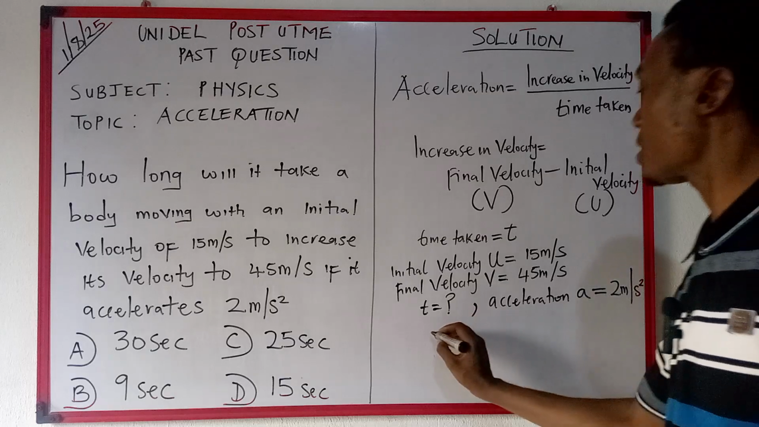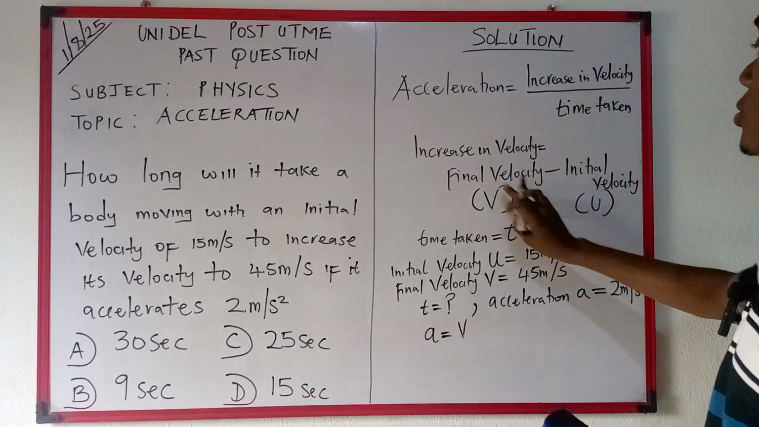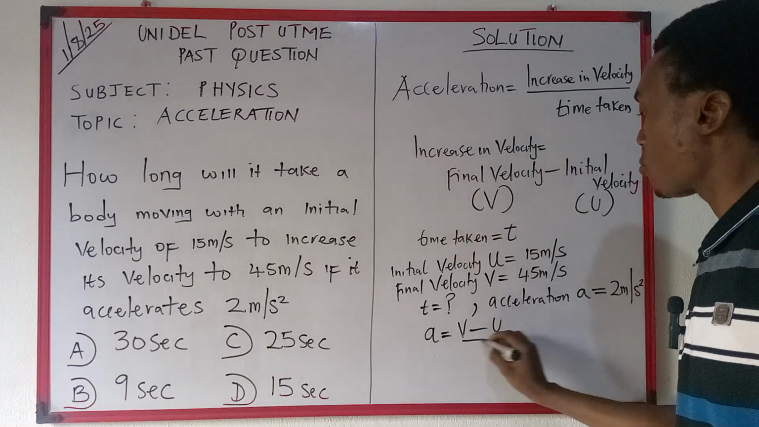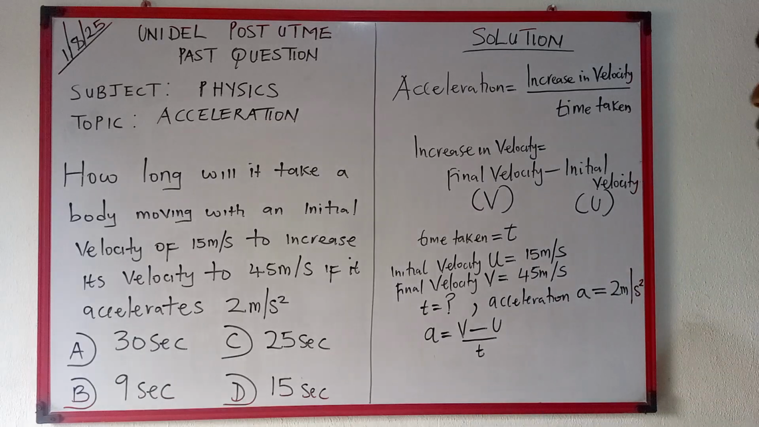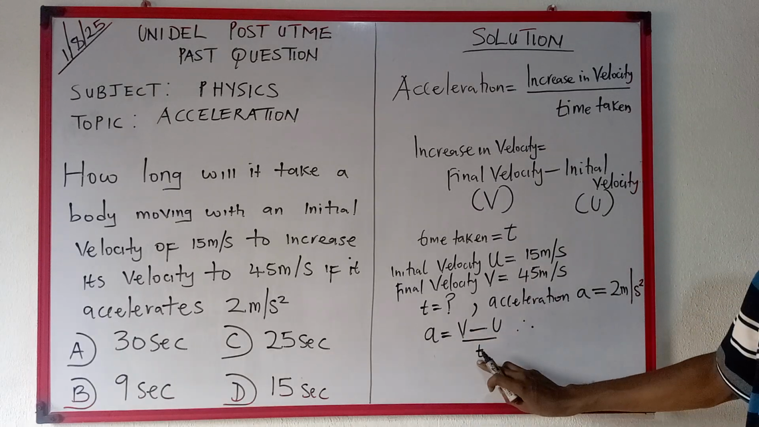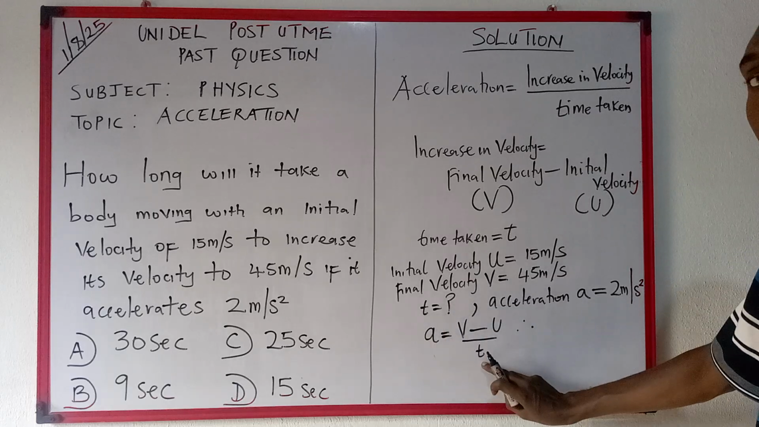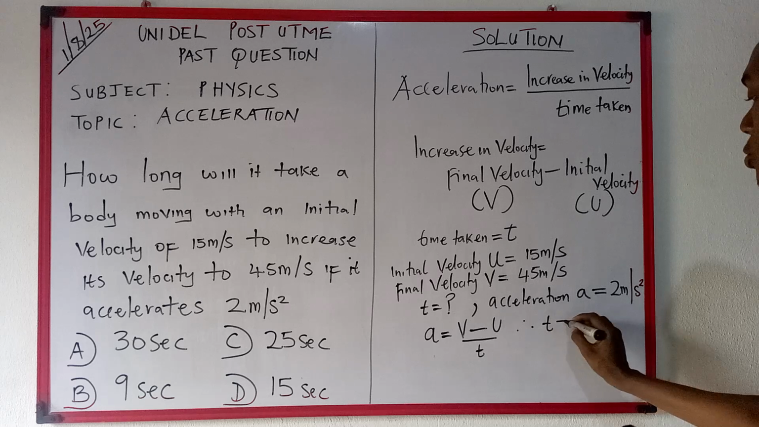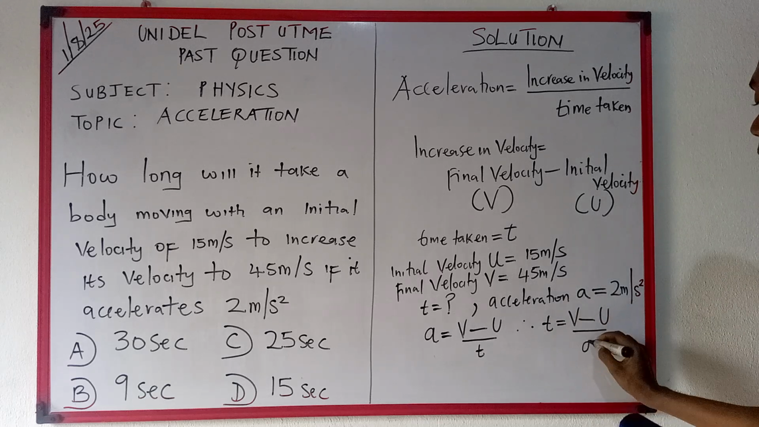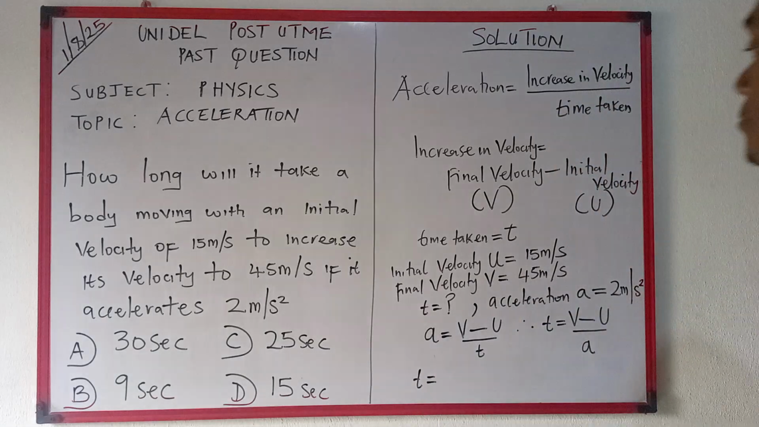Okay, so meaning our formula is going to be a is equal to the increase in velocity, final minus initial, v minus u over t. To make our work easier, you can make t the subject of the formula. Once you cross multiply, t will come here, a will come here, so we're going to have t is equal to v minus u over a. Okay, so put your values here.